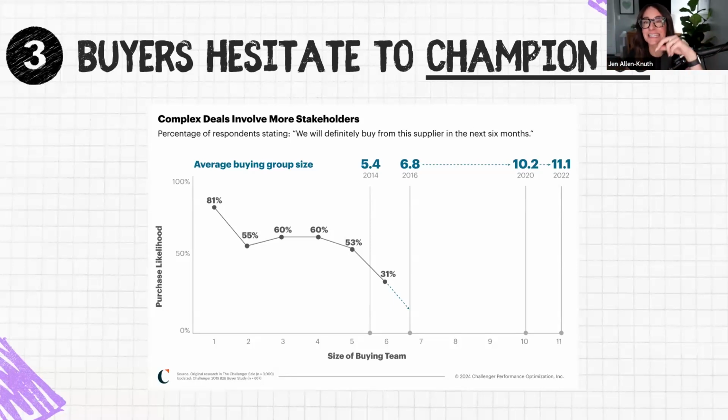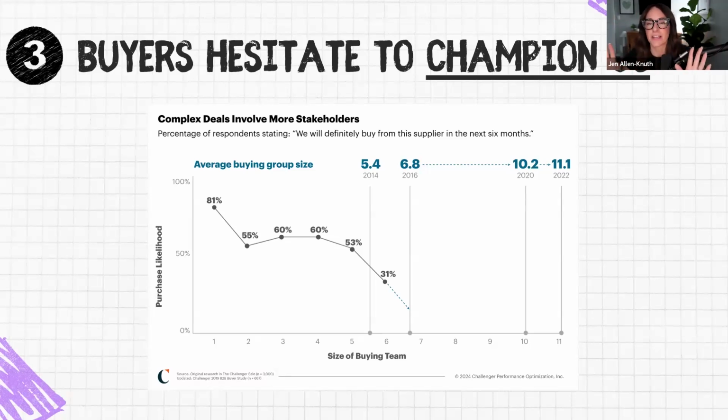But look what happens the second you add just one additional person to the mix. Drops down to 55%. At 6, we're at 31%. I am glad they stopped studying it. The numbers across the top were research they were doing to see how many people on average are getting involved in a B2B buy. Don't worry if you don't have 11 or 2.